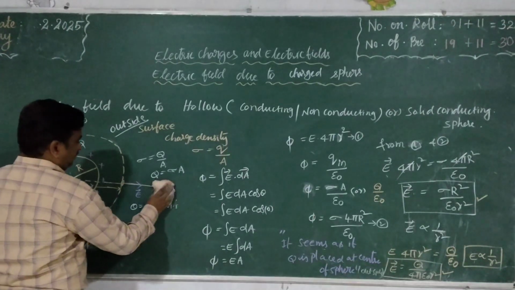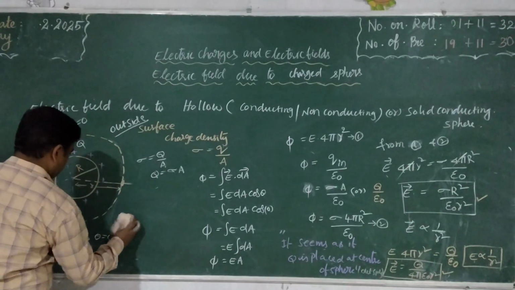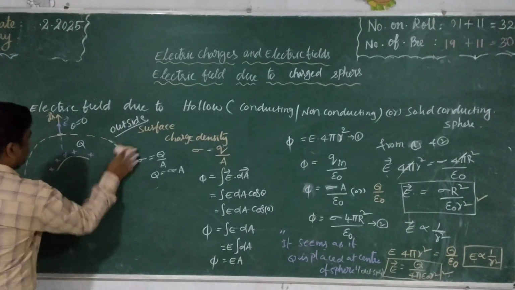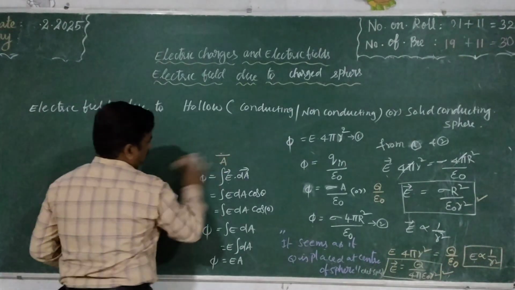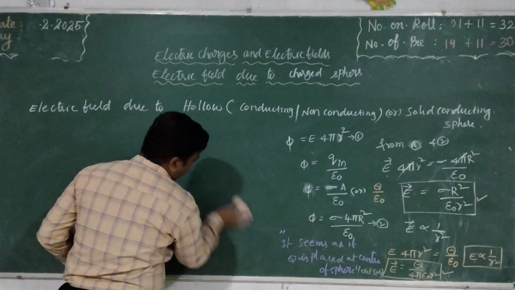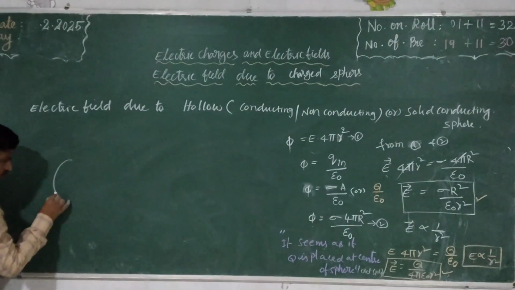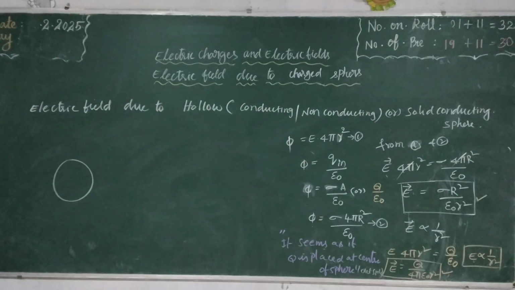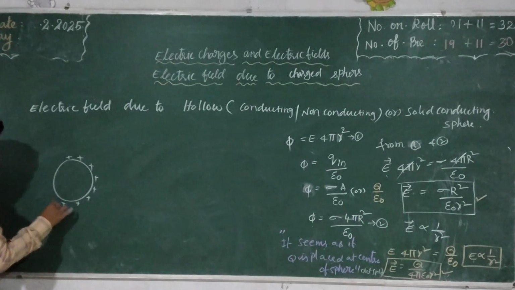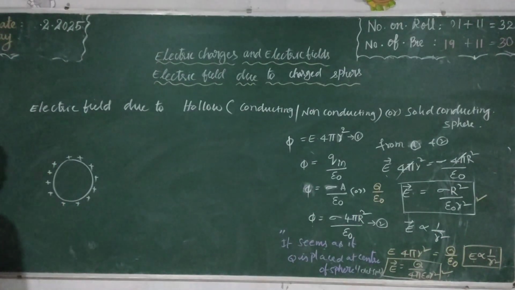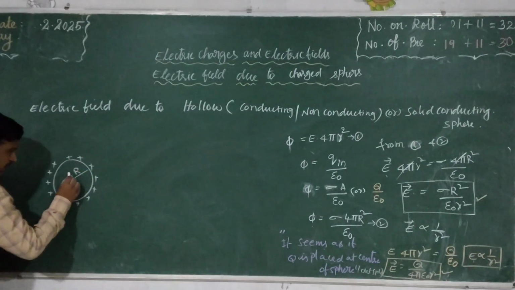This is the electric field outside the sphere. What is it outside the sphere? E is proportional to 1 by r square. So inside the sphere, see, this is the sphere, and the charge resides on the surface of the sphere. Here capital R is the radius of the sphere.